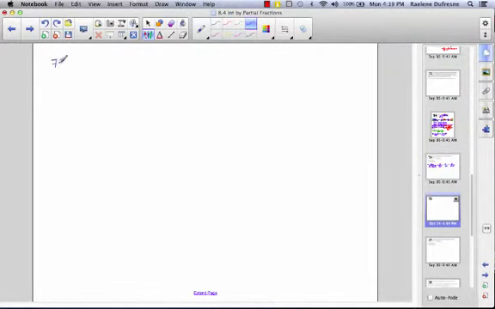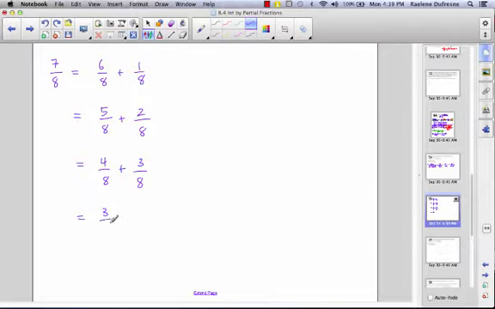Well, let's consider the fraction 7 over 8, which is proper. And let's decompose it. We could say 6 over 8 plus 1 over 8. We could say 5 over 8 plus 2 over 8. We could say 4 over 8 plus 3 over 8. We could say 3 over 8 plus 4 over 8, but that's actually a repeat. 2 over 8 plus 5 over 8 is a repeat, and so would 1 over 8 plus 6 over 8.